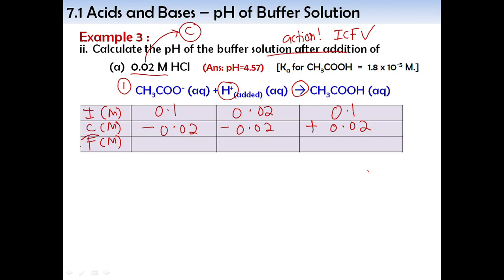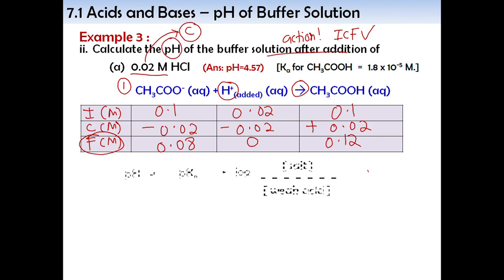So, tolong kira your final concentration for this one, supposedly you dapat 0.08. This one is completely consumed, that's why 0. And this one you dapat 0.12. So, dah dapat final concentration, baru boleh kira pH yang baru menggunakan Henderson-Hasselbalch equation. So, Ka kita ada. Okay, untuk salt, I know that in this equation mana ada garam pun. But CH3COO- comes from the salt. Means we have to use this value untuk our salt.